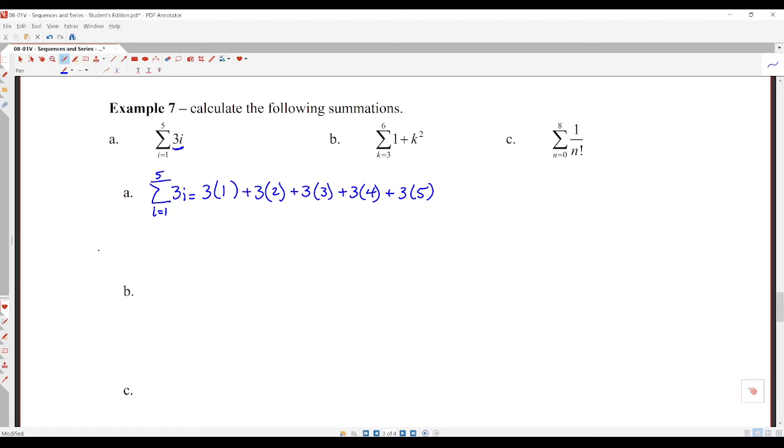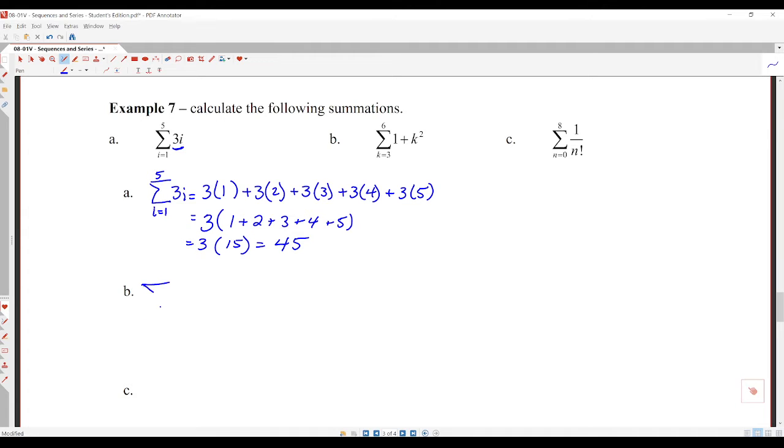Now, however you want to add these is totally up to you. I'm going to go ahead and do it in a certain way that's going to lead to some of the stuff we'll talk about in just a moment. Notice there's a common factor to each of these terms, that 3. So if I took that out, that would leave me 1 plus 2 plus 3 plus 4 plus 5. Now we can add up those, and we get 15. And 3 times 15 is 45.